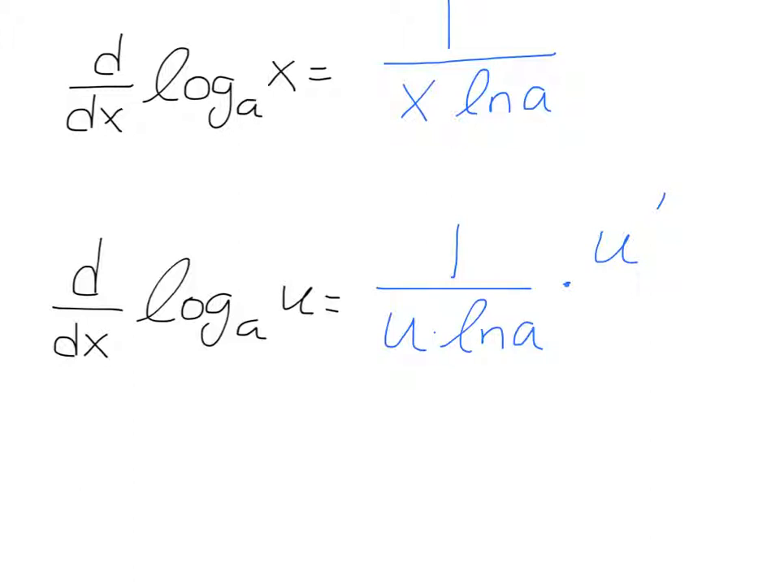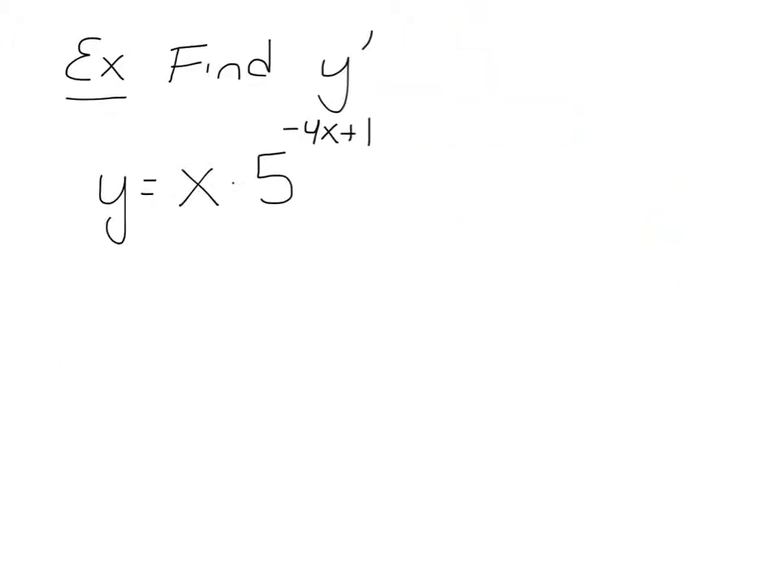So let's take a look at a few examples of these rules applied. Okay, so find y prime. I have a linear function being multiplied to a general exponential function, so I will need the product rule. The product rule says take the derivative of the first one, which is 1, the derivative of x is 1. Keep the second function the same, so 5 raised to the negative 4x plus 1.